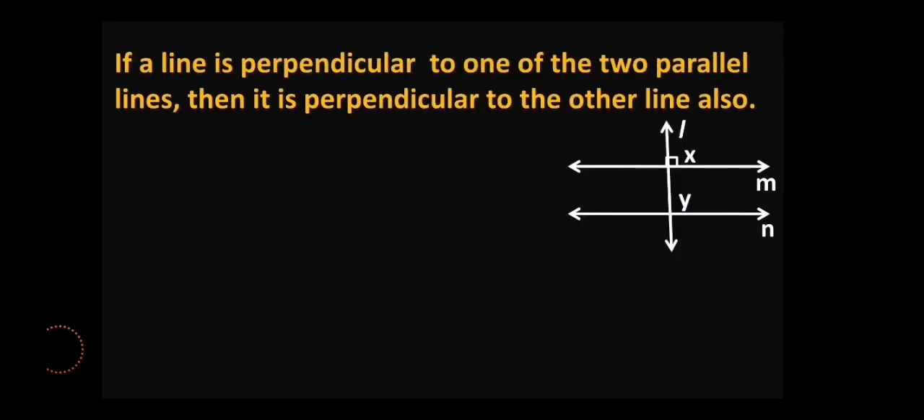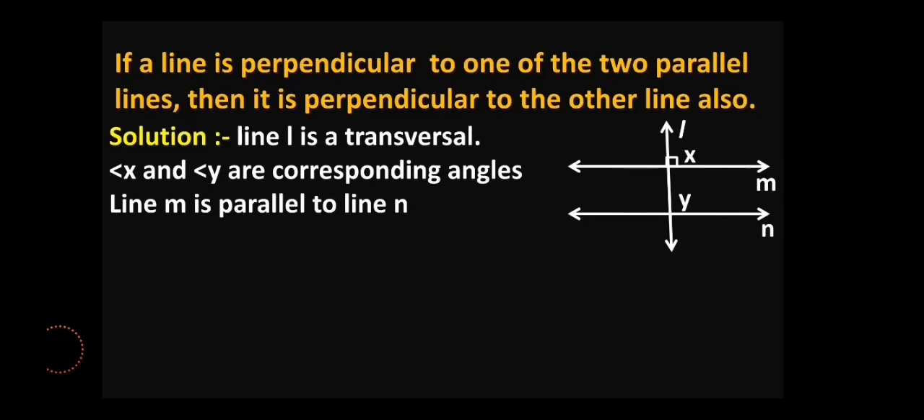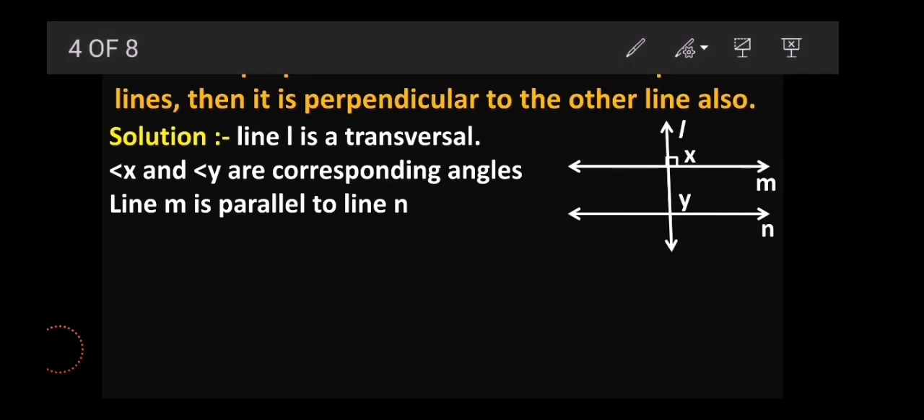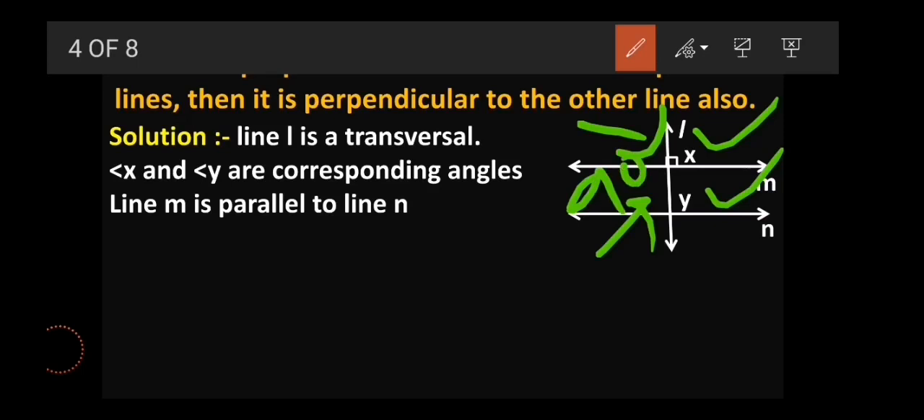So let's move on. Very first we have to write the given details. What we have in the given details: line L is a transversal, angle X and Y are the corresponding angles if you observe the diagram, and angle X is 90 degree, don't forget that part, and line M is parallel to line N. The moment we say line M is parallel to line N and X and Y are corresponding angles, our answer is over, because we know corresponding angles are equal in measure. So if angle X is 90 degree, then ultimately angle Y is also 90 degree, and if Y equals 90 degree, then ultimately line L becomes perpendicular to line N also, and that proves what we need to do.